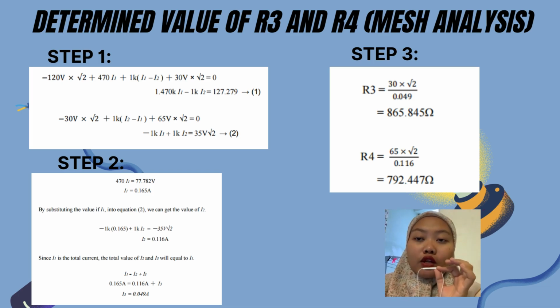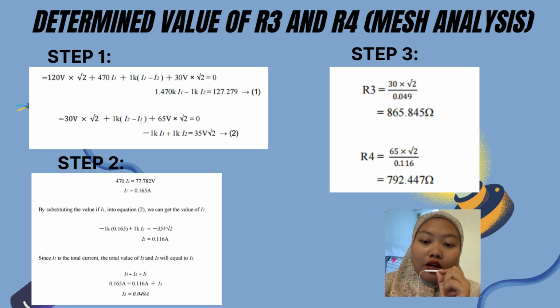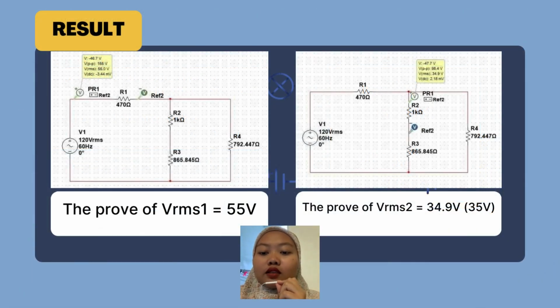And last step, step 3, we know that V equal IR. So to find out the value of R, we will rearrange the equation into V over I. The square root of 2 stands for the change from VRMS to normal voltage. So we got that R3 equal to 865.845 ohm, and R4 equal to 792.447 ohm.